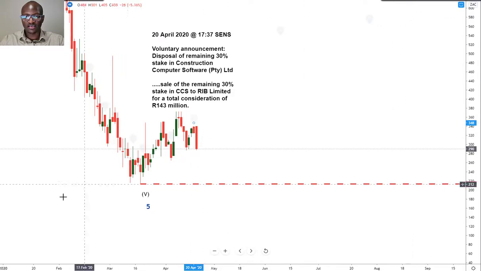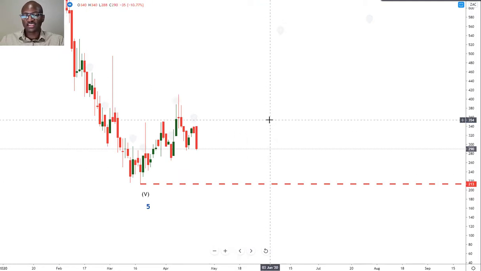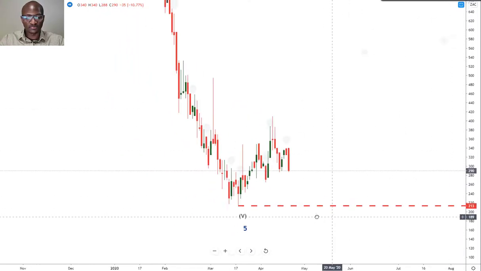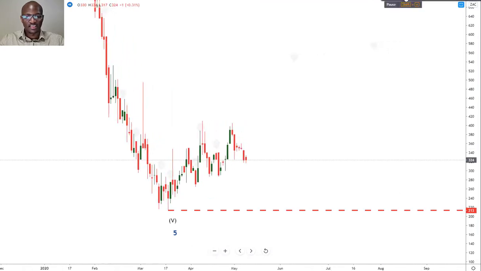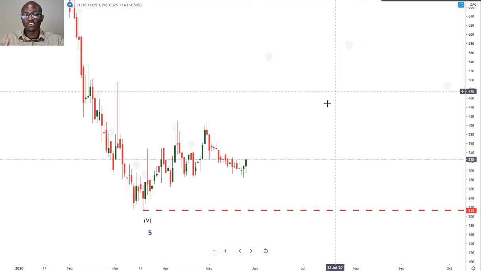Then on the 20th of April, there was a further update of the disposal of the remaining 30% in CCS. So again, just finalizing that disposal. And then what we see is pretty interesting. And this is why now I'm starting to get very bullish on EOH.